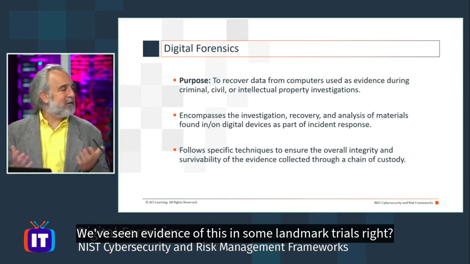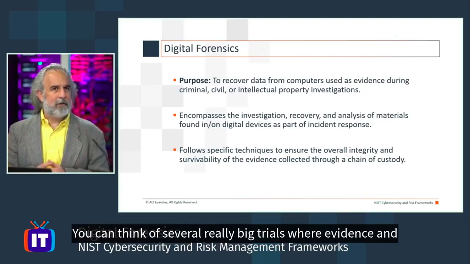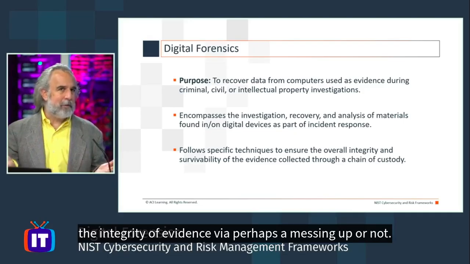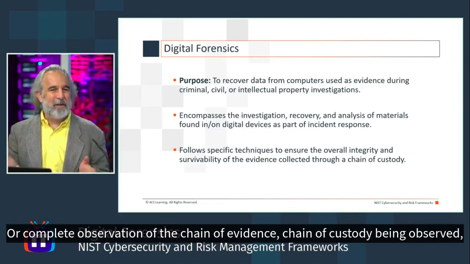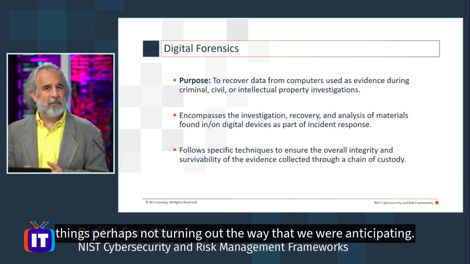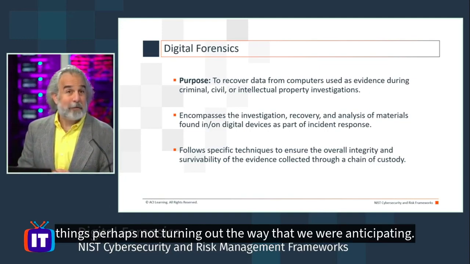We've seen evidence of this in some landmark trials, right? You could think of several really big trials where the integrity of evidence, via perhaps a messing up or not a complete observation of the chain of evidence, chain of custody being observed, has led to evidence that should have been included being excluded. And of course, as a result, things perhaps not turning out the way that we were anticipating they should.